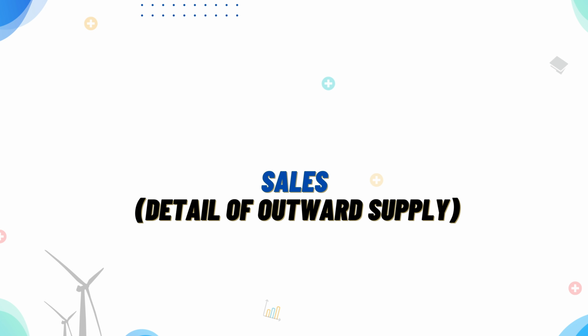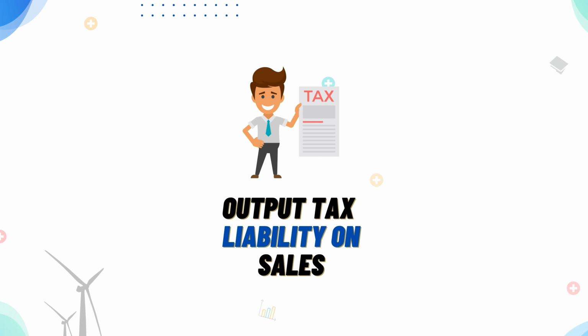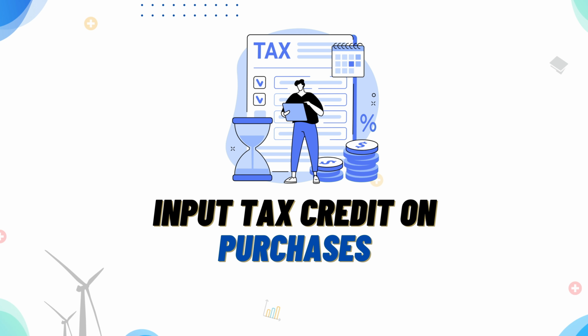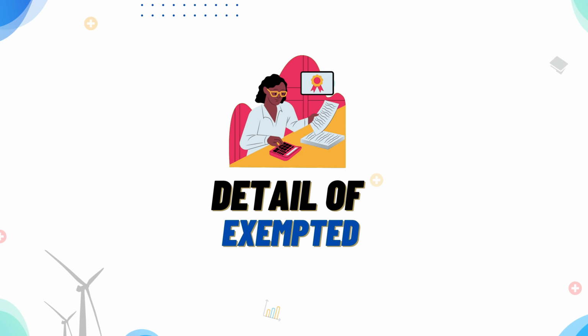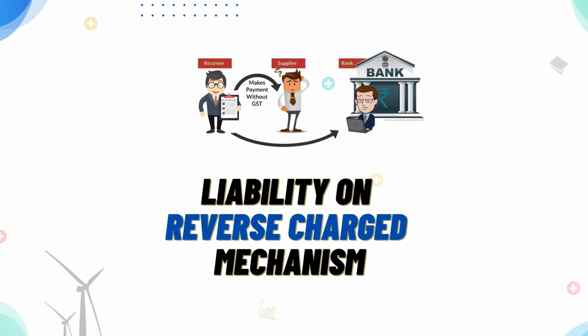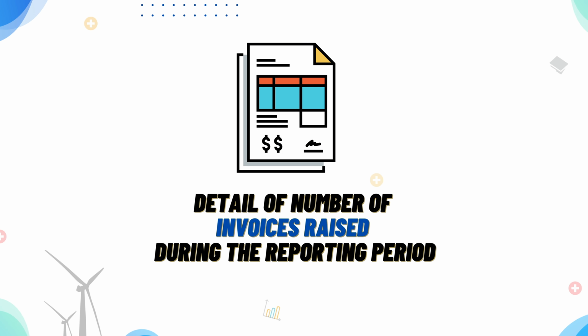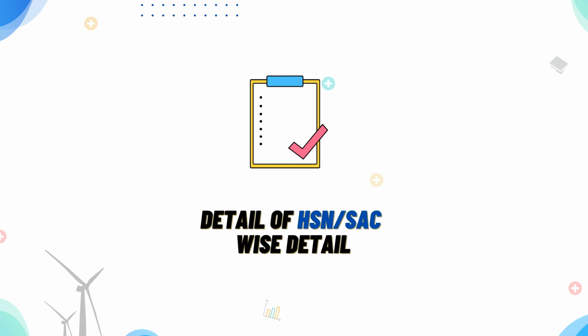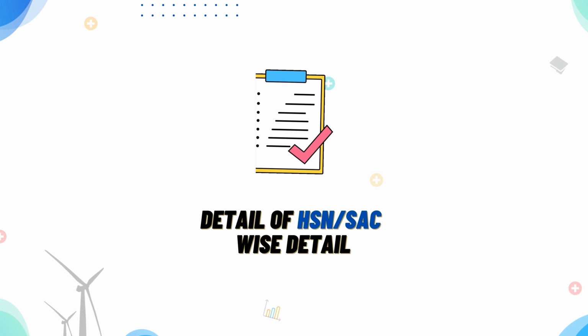Under GST, a registered dealer needs to file the following information. Number 1 is sales. Number 2, output tax liability on sales. Number 3, input tax credit on purchases. Number 4, detail of exempted or non-taxable inward supply. Number 5 is liability on reverse charge mechanism. Number 6 is detail of number of invoices raised during the reporting period. Number 7 is HSN/SAC wise detail of output supply.